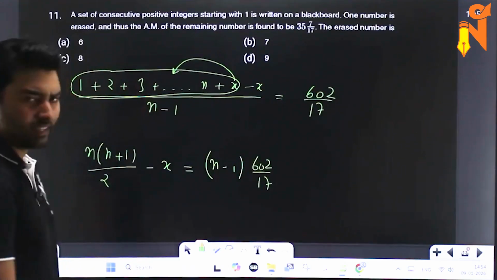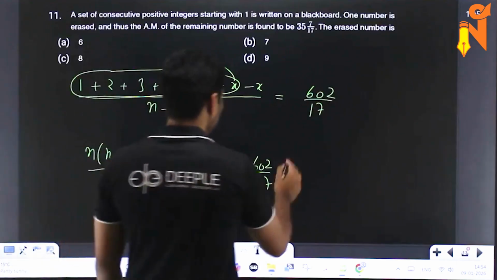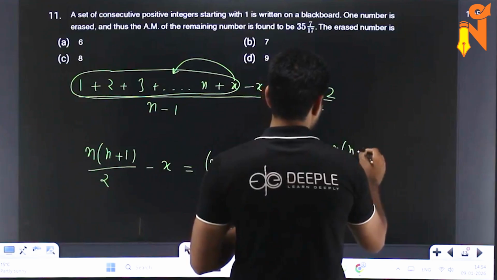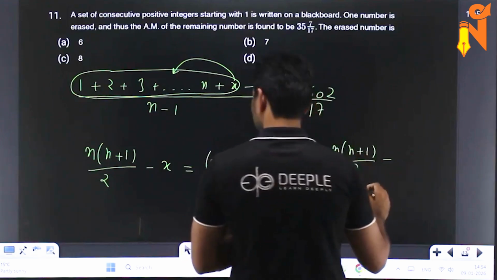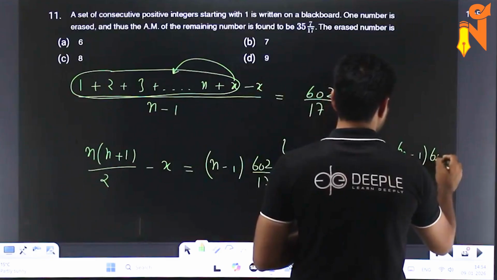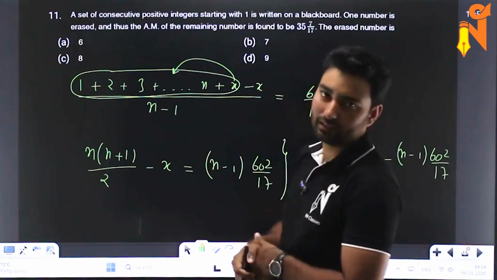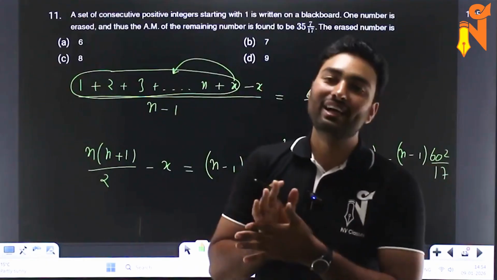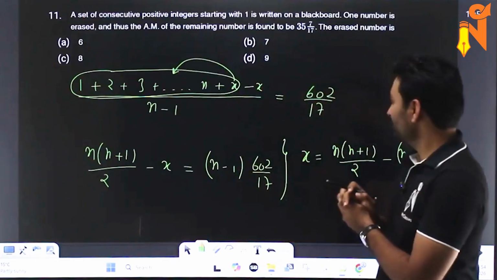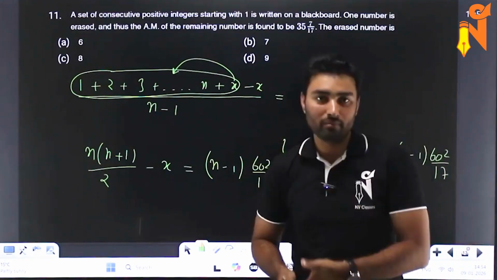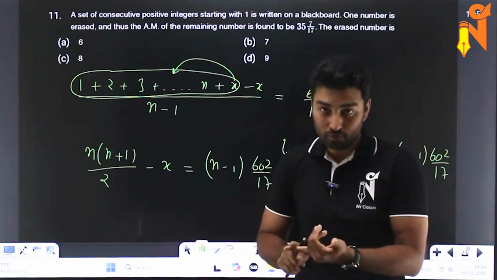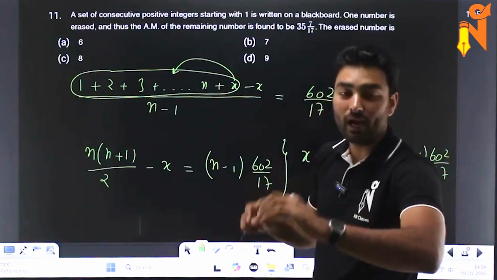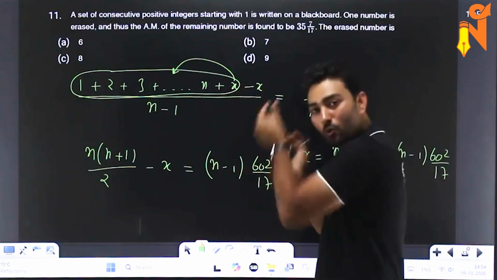First of all, what is n here? n is a natural number. Next, find x. So x will be equal to n into n plus 1 by 2 minus n minus 1 into 602 by 17. One equation is given, two variables are there. Can we solve this equation? Yes, we can, because the benefit is n is a natural number. Sir, should we start from 1? Put n equal to 1, then 2, then 3? No, this question would be very lengthy. You have to be very smart. x is also a natural number.